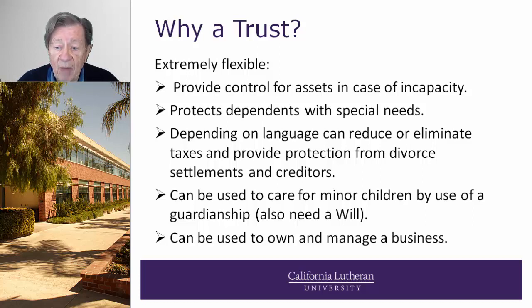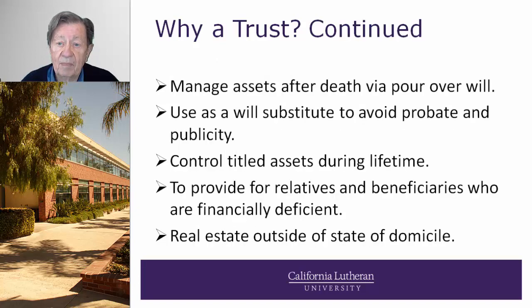It can be used to care for minor children by use of a guardianship. That would also require a will, but certainly the financial aspects can be covered in a trust. And it can be used to own and manage a business. There are many large businesses in the country that are owned by trust. We can manage assets after death with a pourable will. That is a great idea because many times people inherit assets. They either don't have the maturity financially, or they may be under the age of majority. Again, they may also have mental incapacities, and therefore they need someone controlling the assets, and that's done with a trust. It's used as a will substitute to avoid probate and publicity.